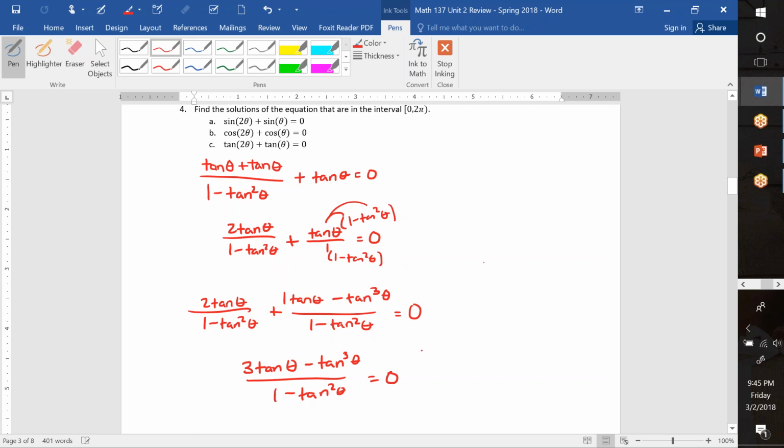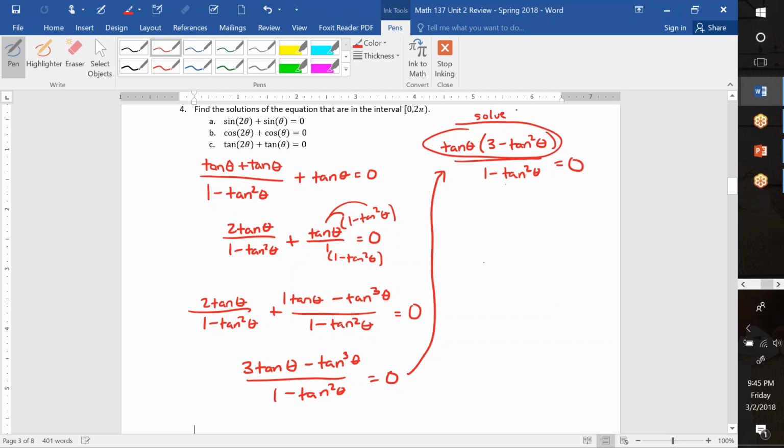The next step we'd want to take is to see if we can factor anything out of the top. So this is actually sort of like a rational equation you would have seen in Math 136. I can pull a tangent out of the top, and I'd be left with 3 minus tan squared theta all over 1 minus tan squared theta equals 0. And this is where 136 comes into play, because you do not let your denominator equal 0 in a fraction. So we don't actually solve this part down here because we don't want our denominator to ever equal 0. That would be undefined. So we're only going to be solving the top.